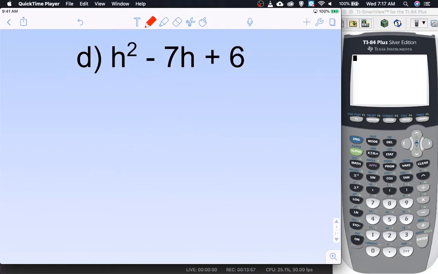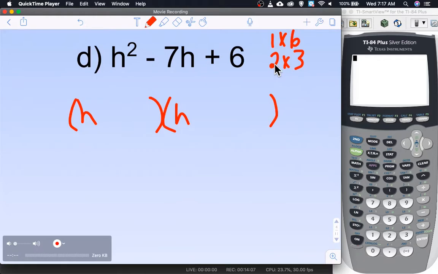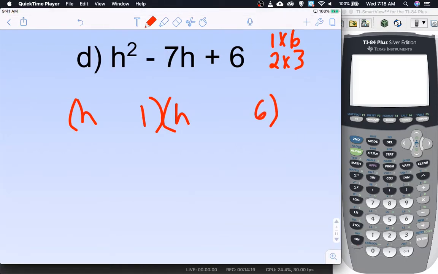Letter D. H, H. That's 1 times 6, 2 times 3. See, I'm looking at this. Can a 2 and a 3 make a 7? No. A 2 and a 3 can make a 5 or a 1. Can a 1 and a 6 make a 7? Yes. A 1 and a 6 can make a 7.